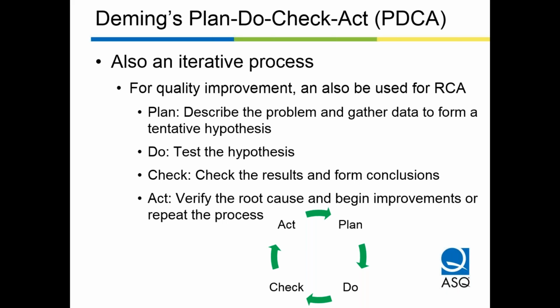Describe the problem and gather data to form a tentative hypothesis. That first information. Here's a step I haven't addressed before, describing the problem. For me, that is one of the most important steps in a root cause analysis. The problem description. The part failed. It's easy for me to explain. The root cause is it didn't work.